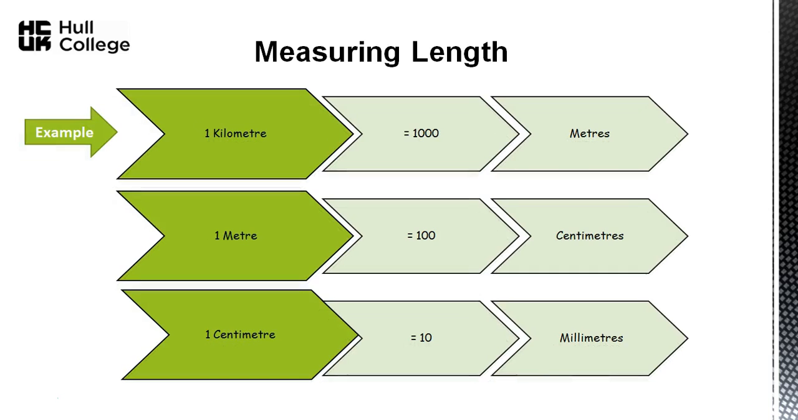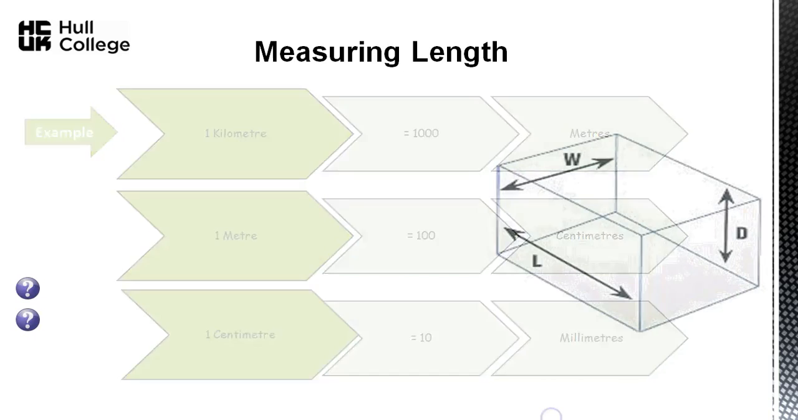And so, 1 kilometre equals 1000 metres. 1 metre equals 100 centimetres. 1 centimetre equals 10 millimetres. You need these to work out the following questions.